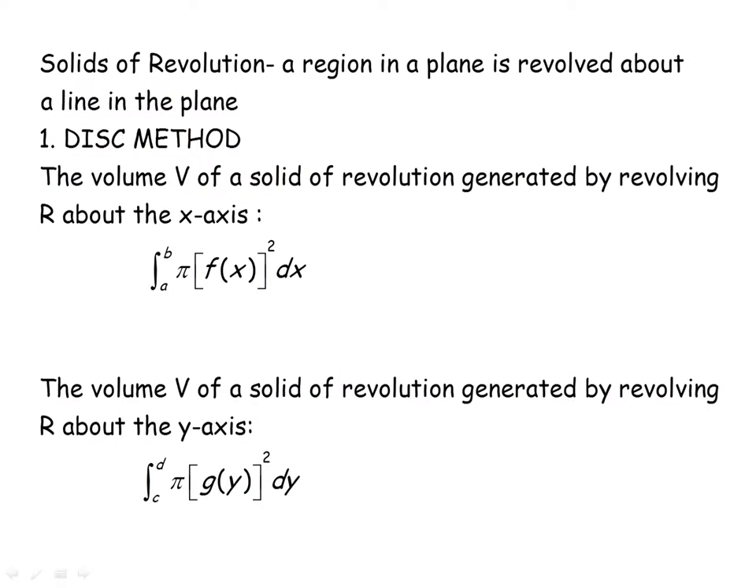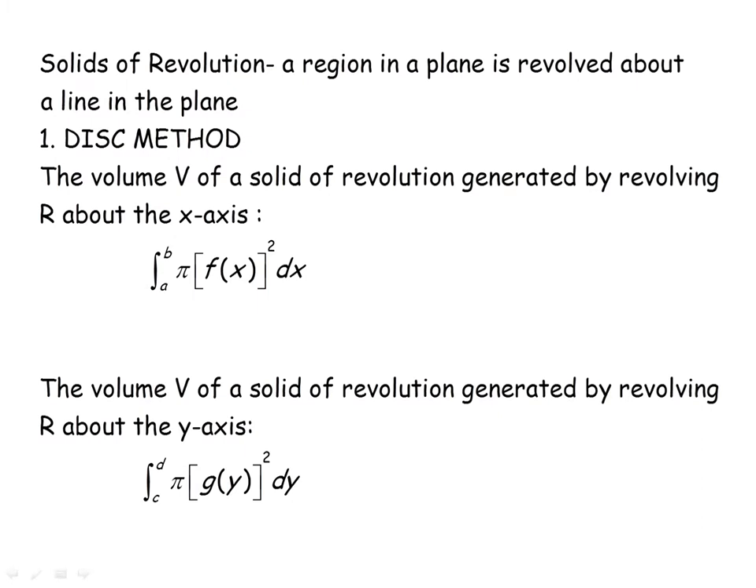Okay? So, if you go to your formulas page for the DISC method, number 1, you'll see the volume V of a solid of revolution generated by revolving R about the x-axis. We're taking our region and revolving it about the x-axis. You're going to have the integral from a to b. That doesn't change. The integral from a to b. And then you have your pi times your function, which is your radius, squared, and dx is where the thickness comes into play.